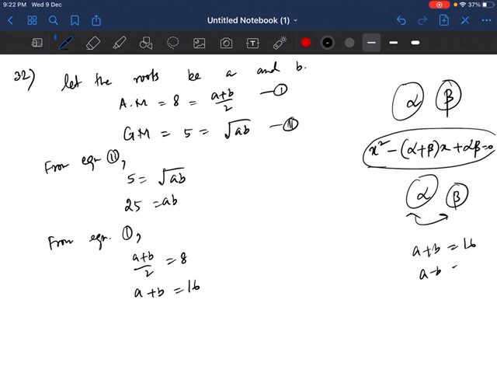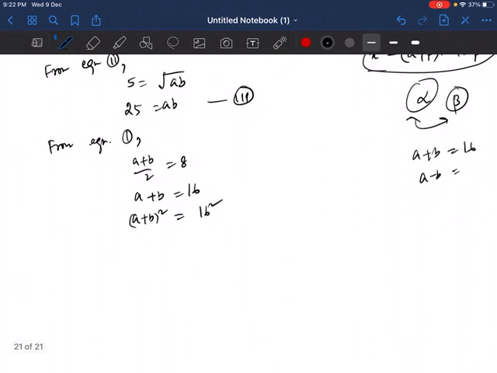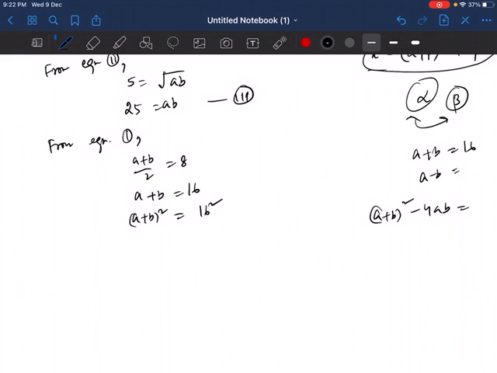Now if I get another equation in which we have a minus b, then we can easily solve this one, right? So how can we get that? So let us see. Here if I square both sides, what do you get? a plus b whole square is equal to 16 square, right? And previously we have seen a formula, a plus b whole square minus 4ab is equal to a minus b whole square, right? So I will subtract both sides by 4ab. So a plus b whole square minus 4ab is equal to 16 square minus 4ab. I can do that.